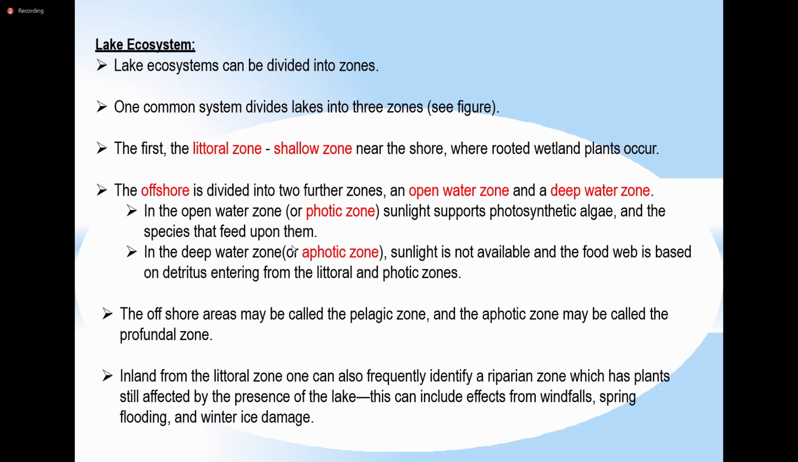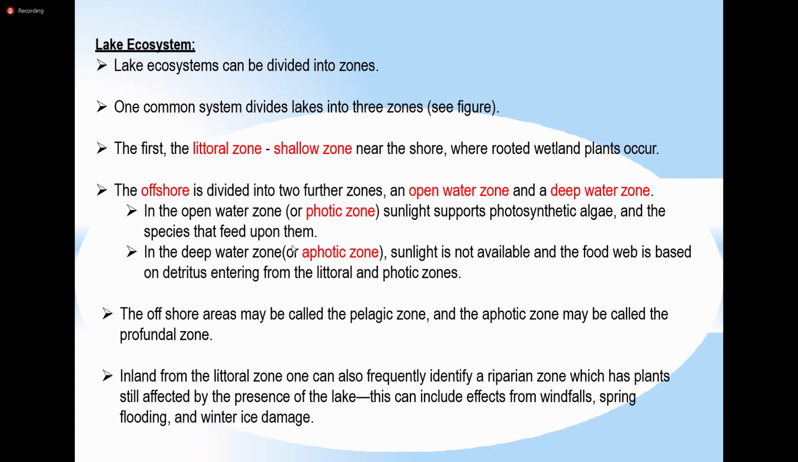In the open water zone, also called the photic zone, sunlight supports photosynthesis because it can reach up to that depth in the open water, and photosynthesis for algae and species that feed upon it. In the deep water zone, that is the aphotic zone, sunlight is not available. It cannot penetrate to the deeper level. And the food web is based on detritus entering from the littoral and photic zones.